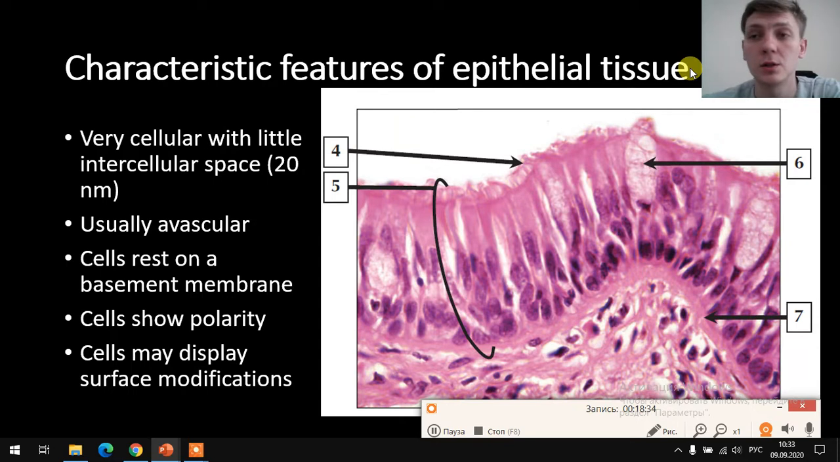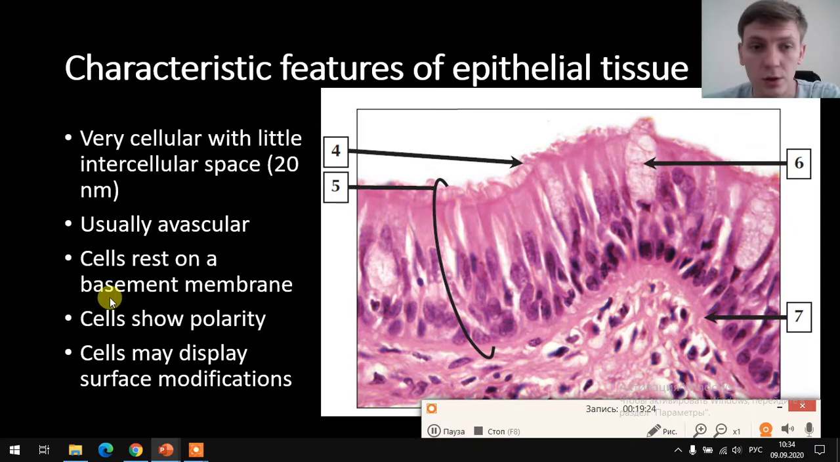Then the characteristic features of epithelial tissue. I already named them, but let's make it in a more scientific way. It is very cellular with little intercellular space. As I showed you before, a cell is neighbored by another cell very closely, without interruption between them, without any specific extracellular matrix between them. If you see such a densely packed cell layer, you can be sure it's epithelial tissue. It is usually avascular. Inside the epithelial tissue, you can never find a blood vessel. All the supply of epithelial tissue with oxygen and nutrition goes through the connective tissue underlying it, present under the basement membrane.